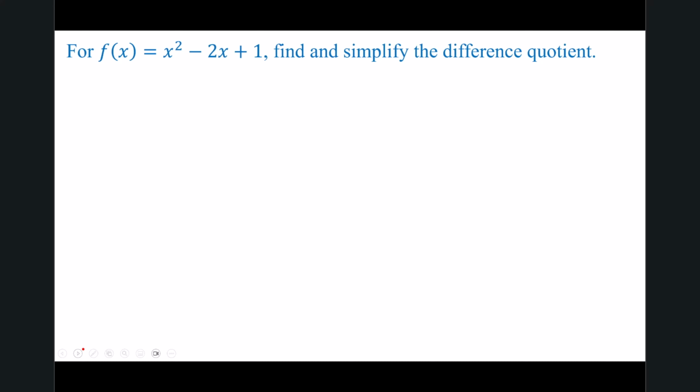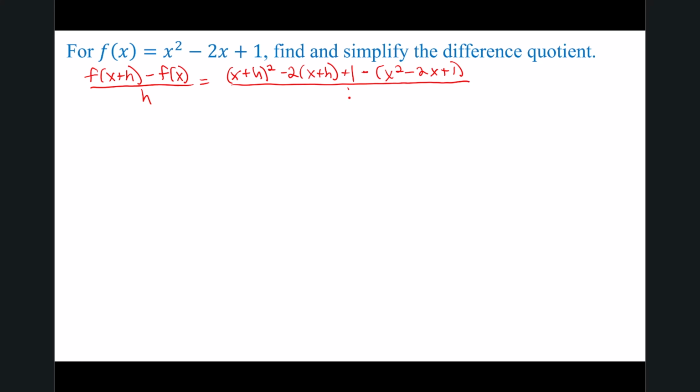For f of x equals x squared minus 2x plus 1, find and simplify the difference quotient. I'm going to rewrite the expression for the difference quotient here, f of x plus h minus f of x all over h. So for this case, f of x plus h, that means substitute x plus h for all the x's in my function. So I have x plus h squared minus 2 times x plus h plus 1. So that's f of x plus h. Then we need to subtract f of x, so minus x squared minus 2x plus 1. And all of that is divided by h.